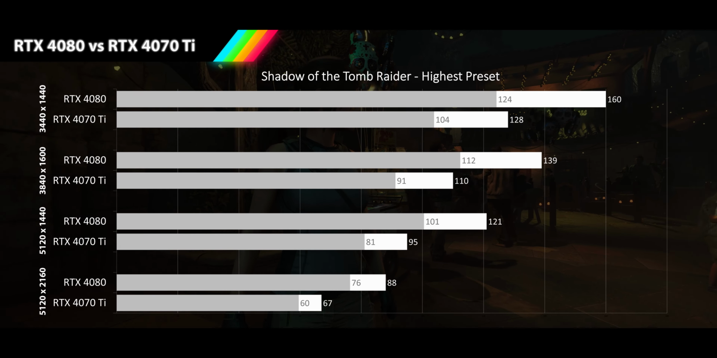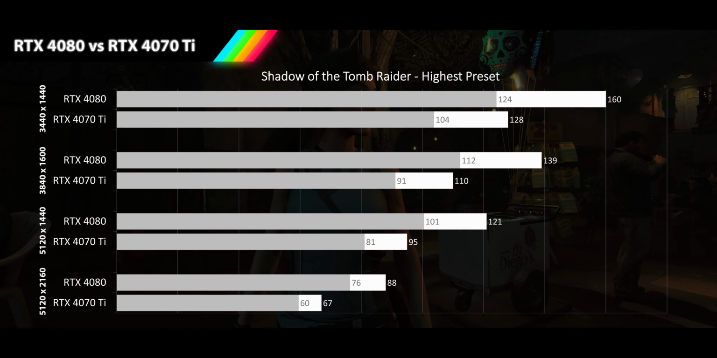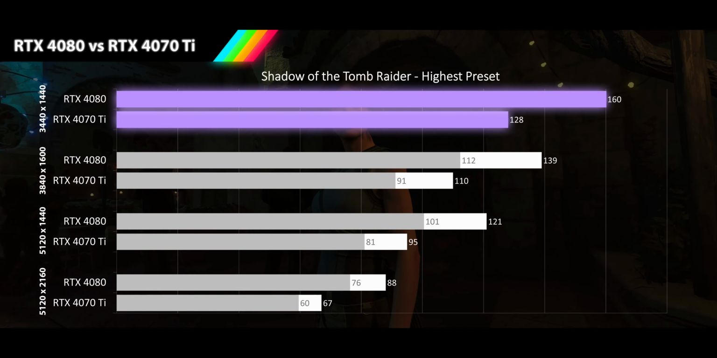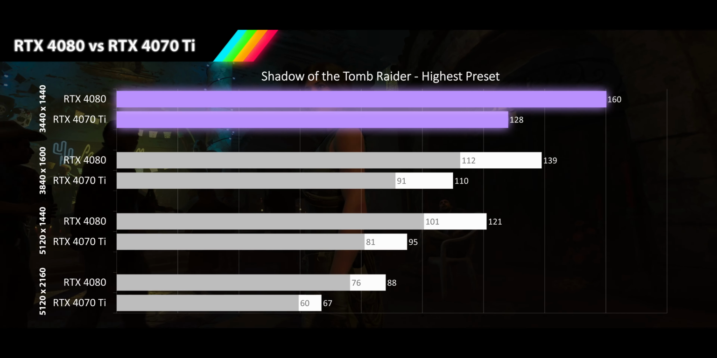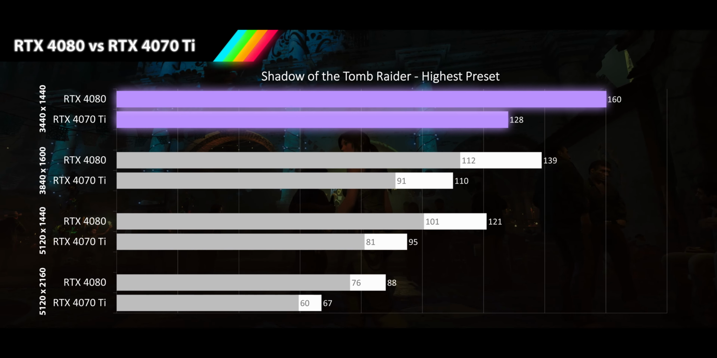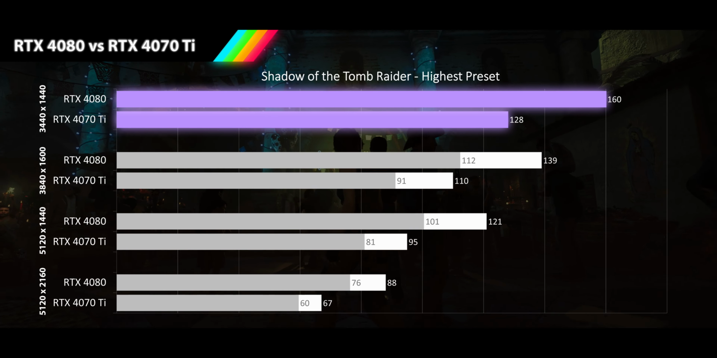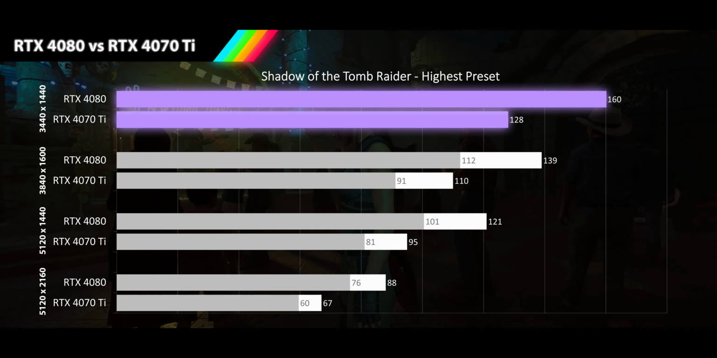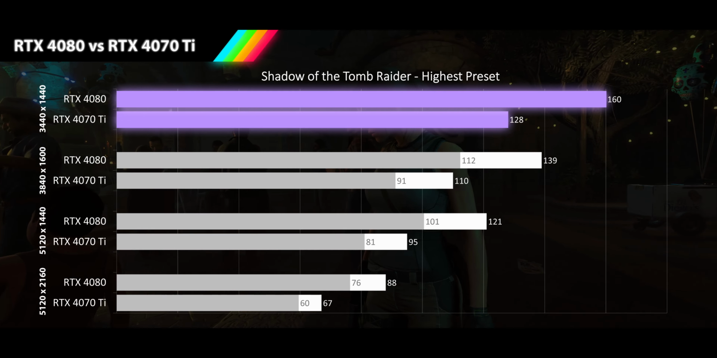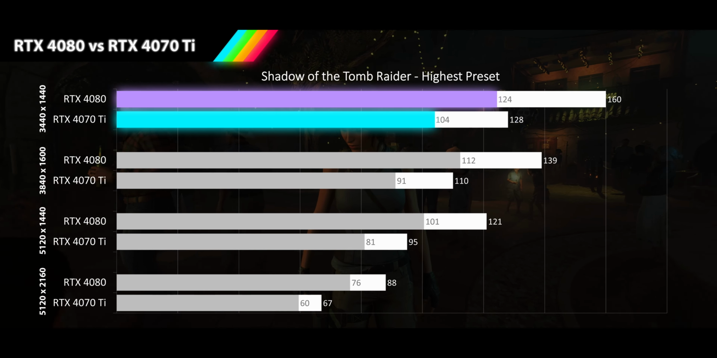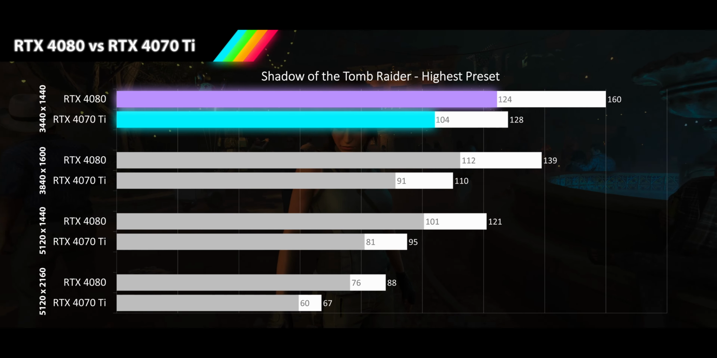Now we go hunting for the treasure of high FPS with Lara in Shadow of the Tomb Raider, played at its highest preset. Here we see another in a string of very high refresh rate games for the 4070 Ti. At 3440 by 1440, we see very high refresh rates for both cards, but the 4080 still manages a strong lead of 25%, delivering 160 FPS to the 128 FPS of the 4070 Ti. The 1% low advantage isn't quite as large for the 4080 at 20%.